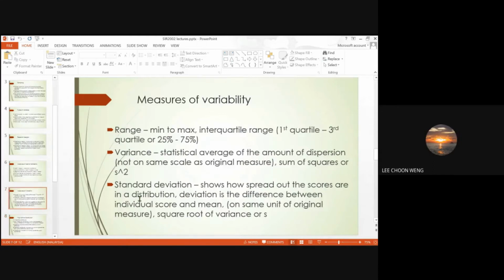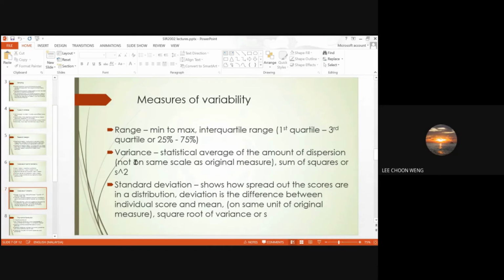Once we know the measures of central tendency, let's just say we choose the mean. We find the average, the mean of your sample. Then we need to know the range. Measures of variability can be described as range, from minimum to maximum. You can also use the first quartile to third quartile range. You can also use variance.